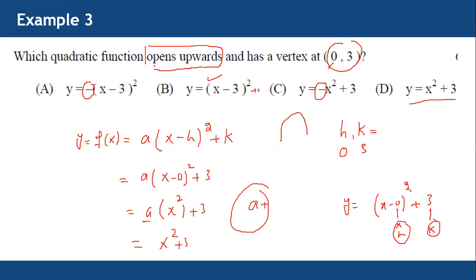Sir, why not option B? Because it also doesn't have any minus in front of the parentheses. Yes, yes. But if you see the general vertex standard form, we have (x minus h) square, so h is 0, and we have k equal to 3. The vertex is given as (0, 3), where the first value is the x value and the second value is the y value. So we cannot write (x minus 3) whole square. We can write (x minus 0) whole square because x is 0.